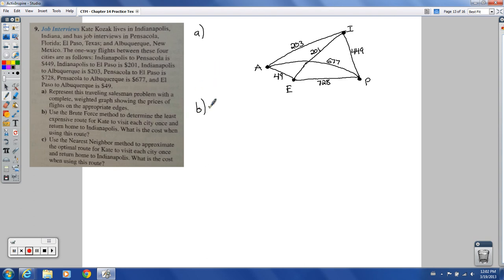So part B, use the brute force method to determine the least expensive route. And so there's going to be 3 factorial different ways to go, because I could start at Indianapolis. I need to end back at Indianapolis because that's where Kate Kozak lives. That's where she needs to end back up. So she's starting here. She's got 3 choices at first, and then she'll have 2 choices there, and then 1 choice to go back to Indianapolis. So it's 3 factorial. There's going to be 6 possibilities here.